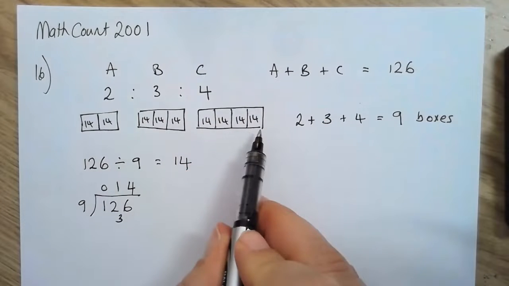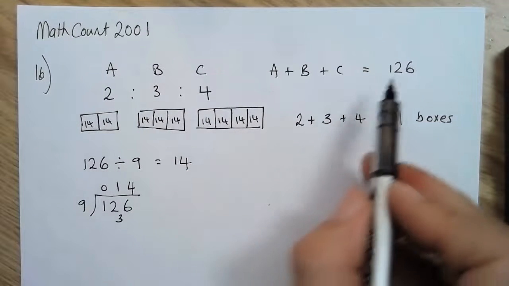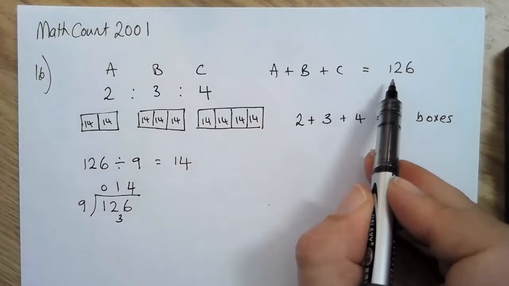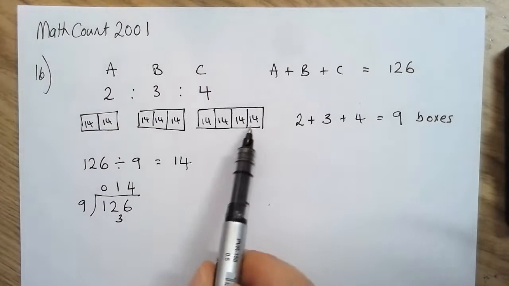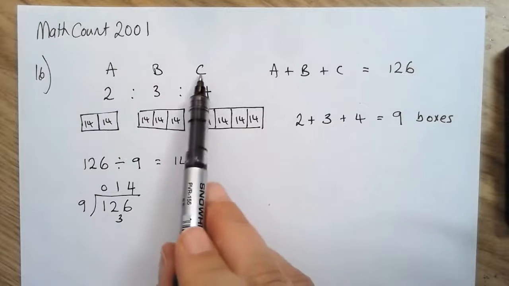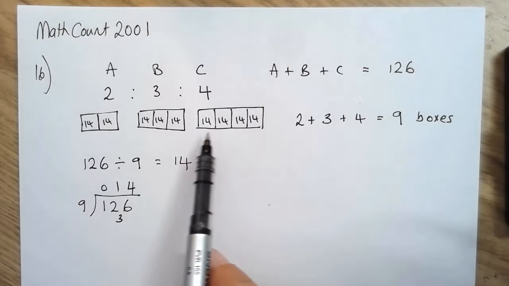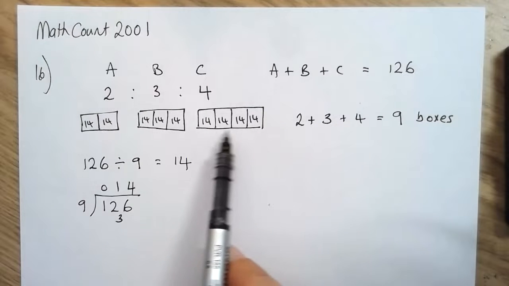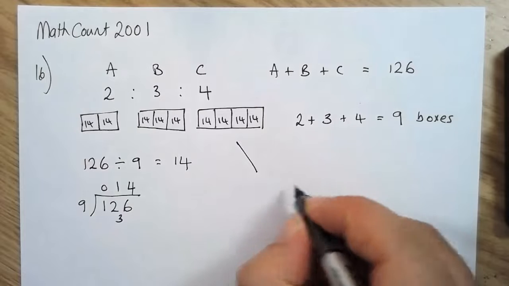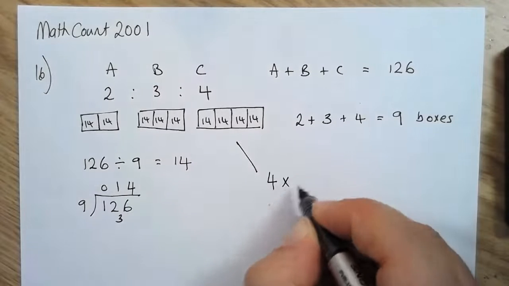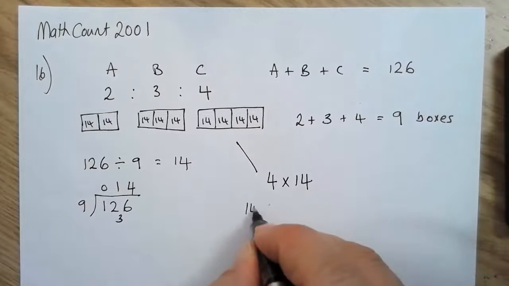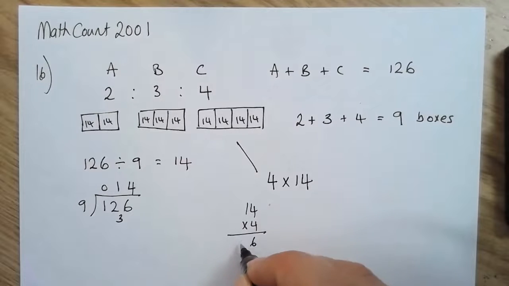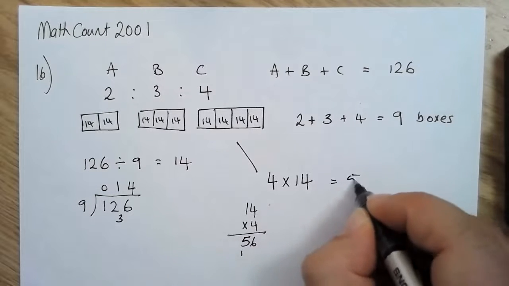And if you were to add them together or multiply them, you would realize that they do indeed add together to make 126. But the question says, what is the greatest of these 3 numbers? Well, the greatest, this number here that we've represented by C, is the person that has the most boxes. And so the boxes for C is 4 multiplied by 14, which is 56.